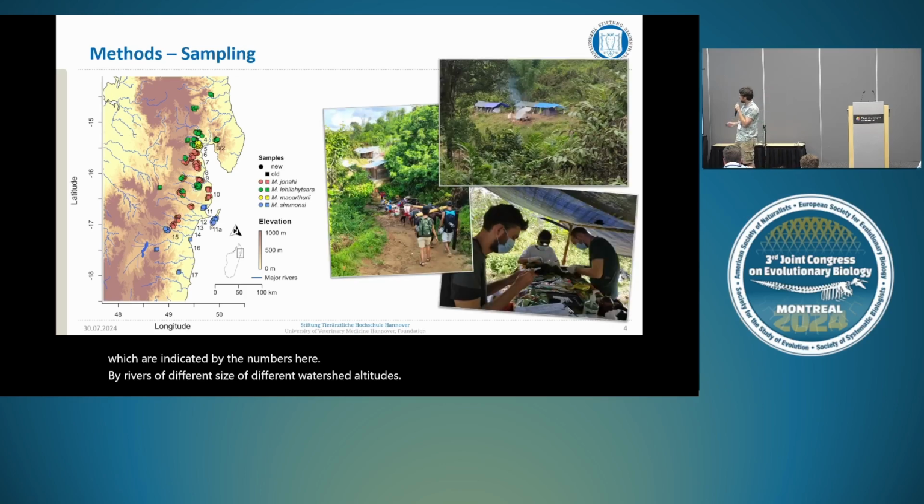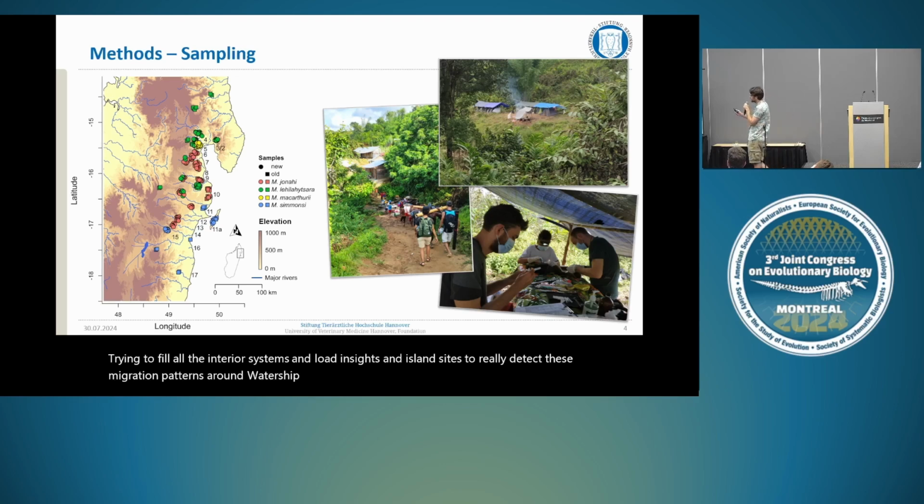And so we sampled this region extensively, trying to fill all the inter-river systems at lowland sites and at highland sites to really detect these migration patterns around watershed regions. And there are 4 Microcebus species in this region. And in this talk, I would like to focus on these 2 just because of the limited time.